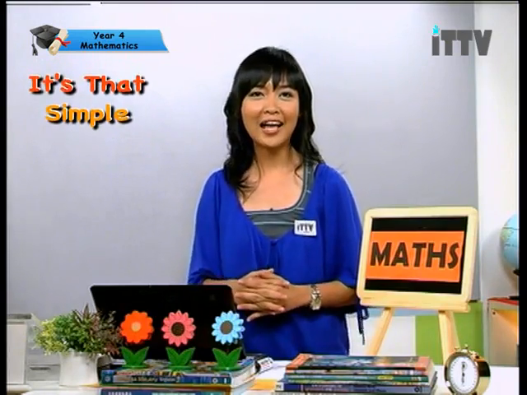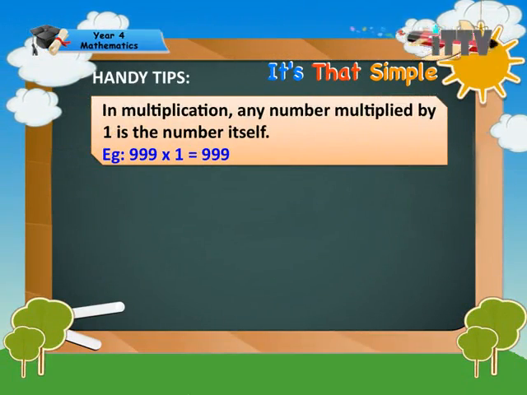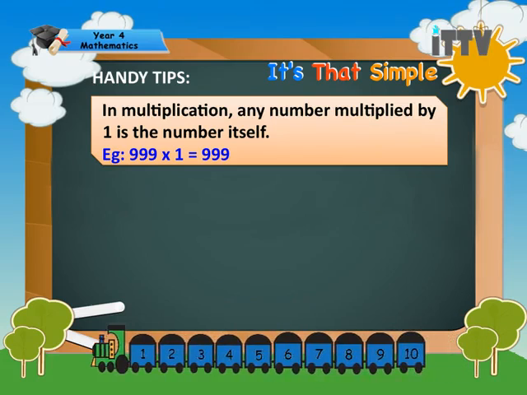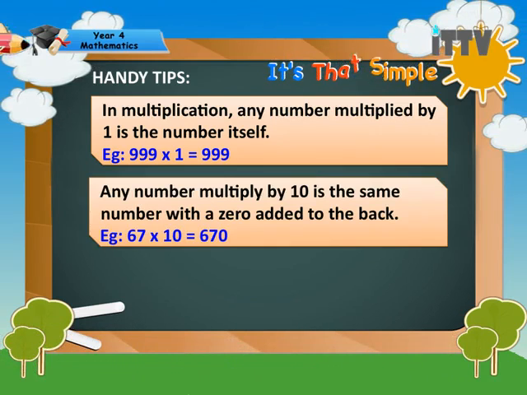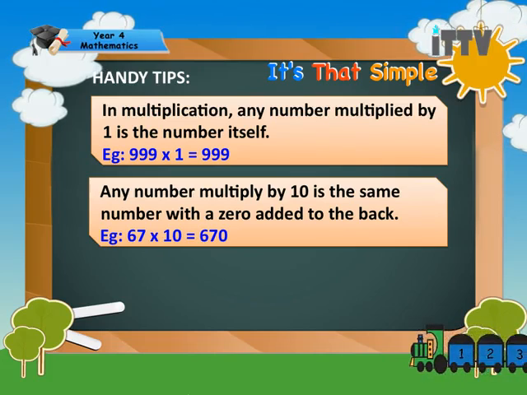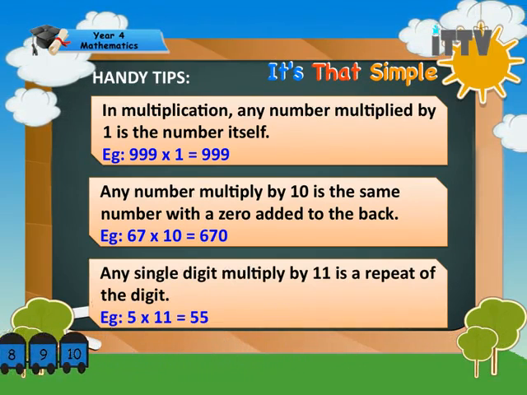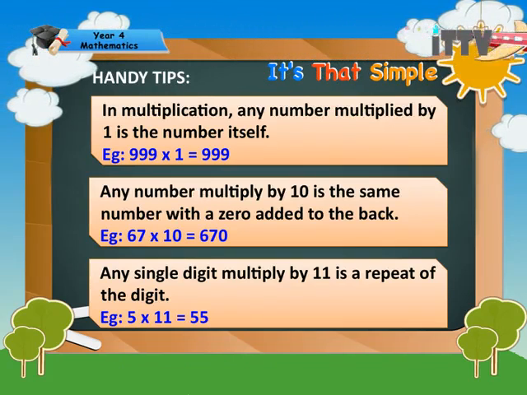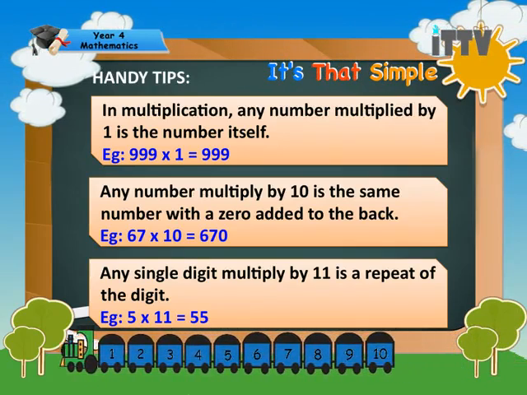So here are some handy tips for you. In multiplication, any number multiplied by 1 is the number itself. For example, 999 times 1 gives you the same number again, 999. The second tip, any number multiplied by 10 is the same number with a 0 added to the back. For example, 67 times 10 gives us 670. The next tip for you, any single digit multiplied by 11 is a repeat of the digit. For example, 5, that's a single digit, times 11 gives you 55.